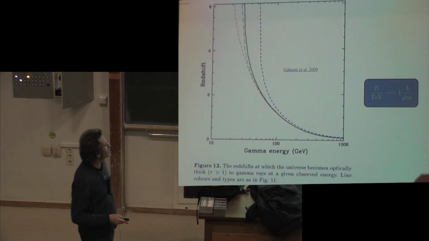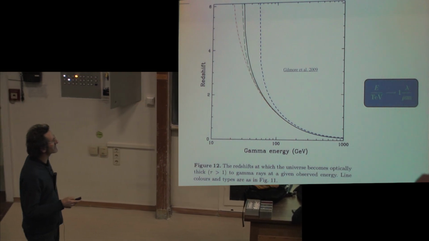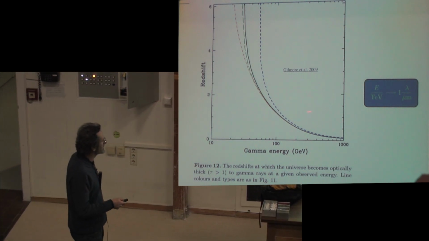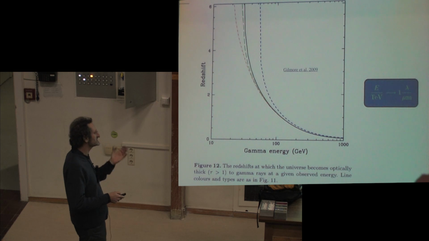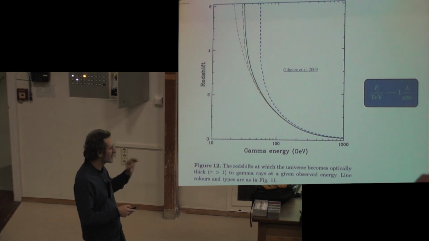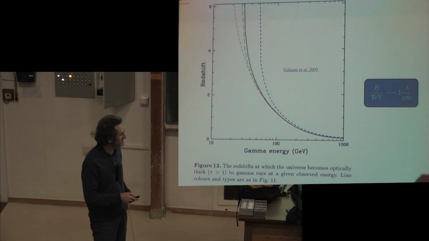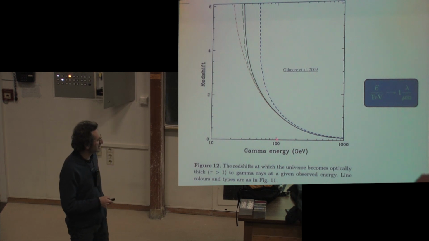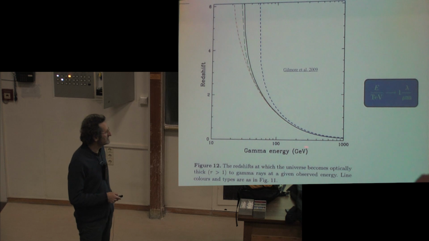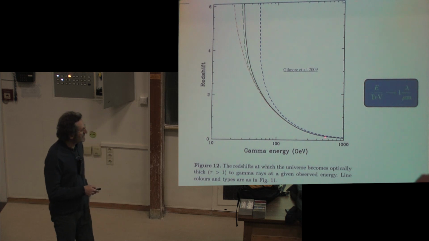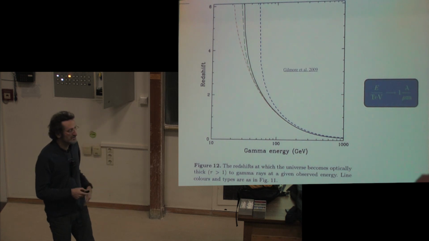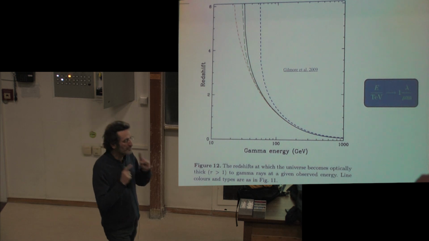This is another paper that is completely different. It shows the opacity. This is the redshift at which the universe becomes optically thick to gamma rays at a given energy. Gamma rays of 100 GeV, 1 TeV, and this is the redshift at which the universe is optically thick.